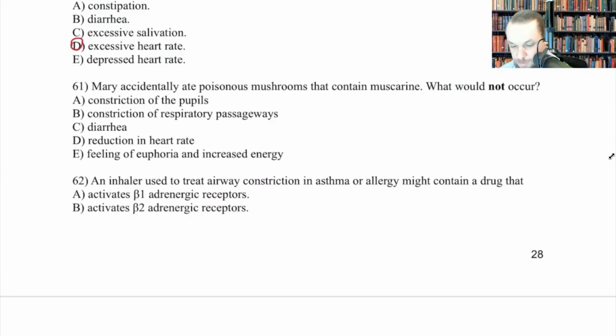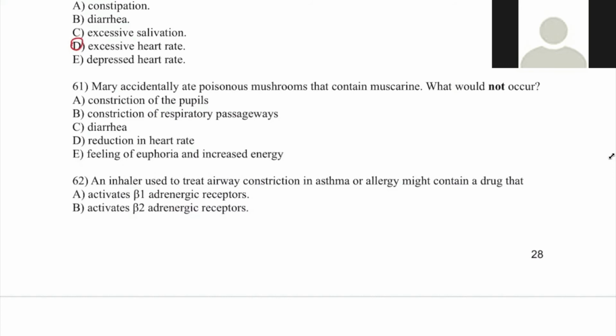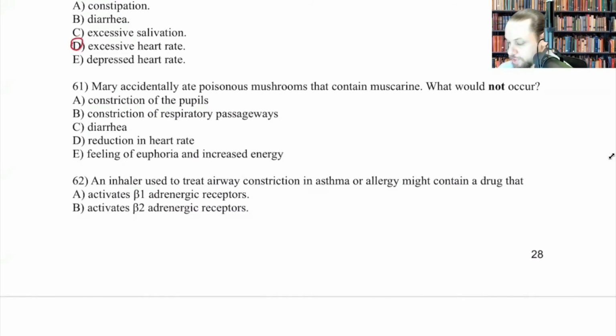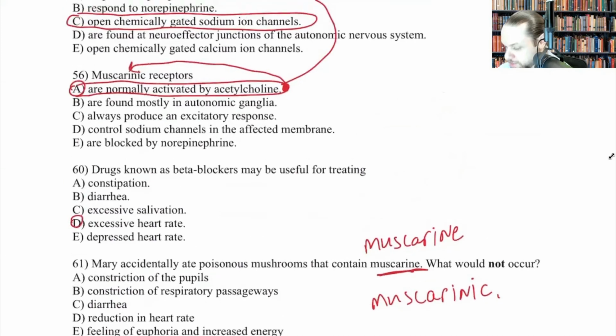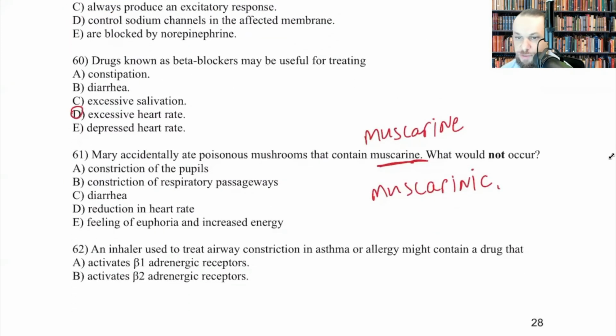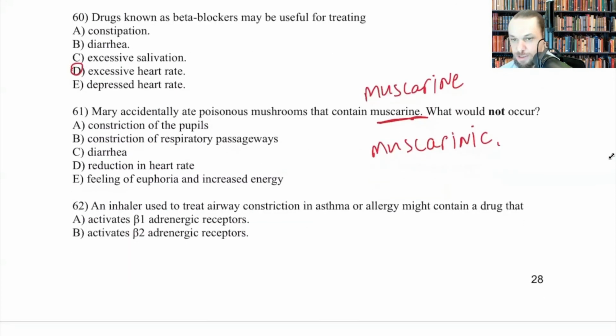Mary accidentally ate poisonous mushrooms that contain muscarine. Muscarine, right? Just to give you a little hint, we just talked about muscarinic receptors. Remember, we just talked about this guy here. So muscarine in the mushrooms will activate muscarinic receptors. And the question, again, be careful. It says which of these does not happen.